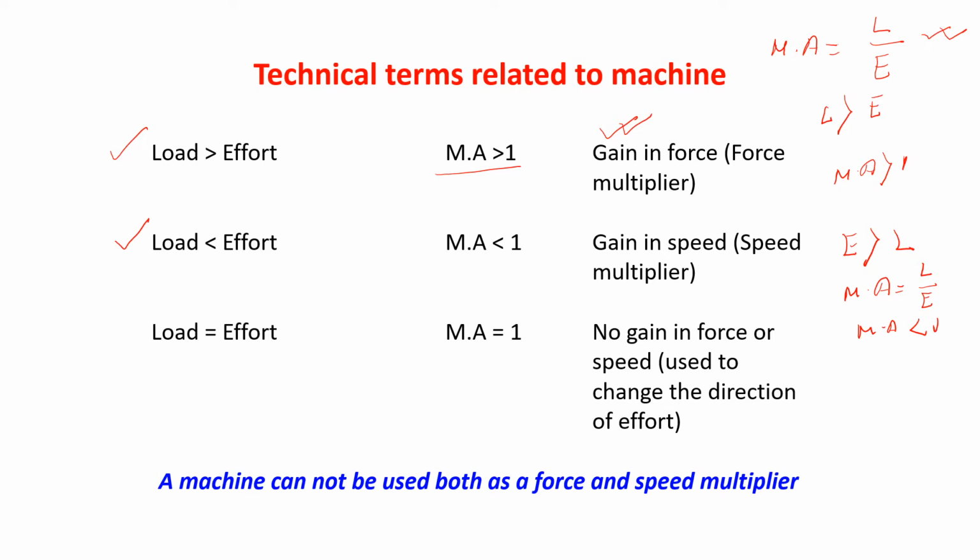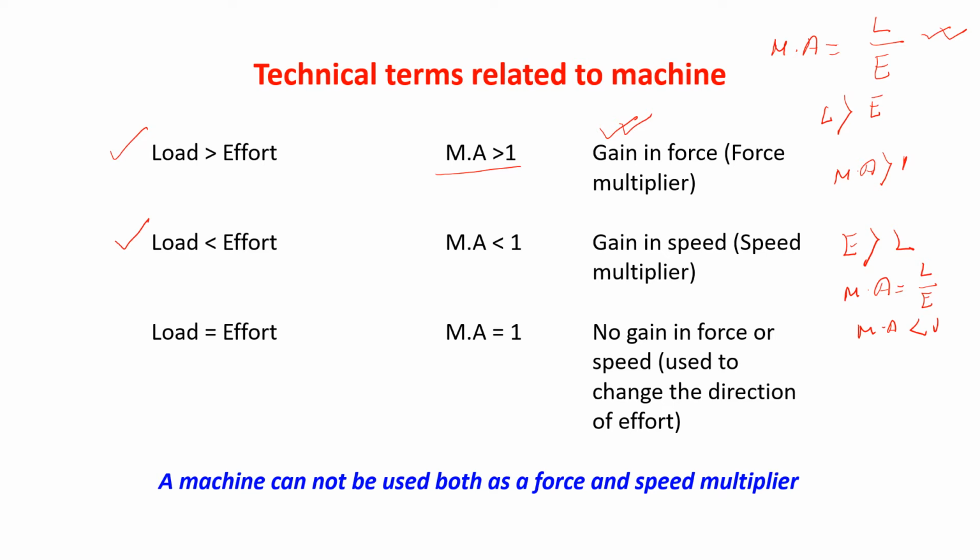But then also this is used as a machine because in that case we are getting gain in speed. The movement of the load will be more than the movement of the effort part. Movement of the load part will be more than the movement of the effort part. So that is used as a gain in speed.